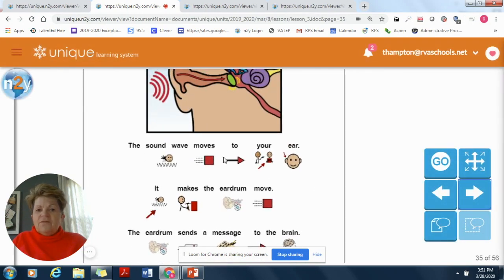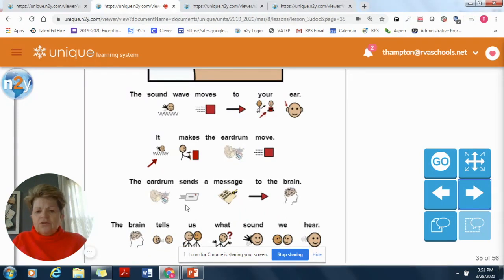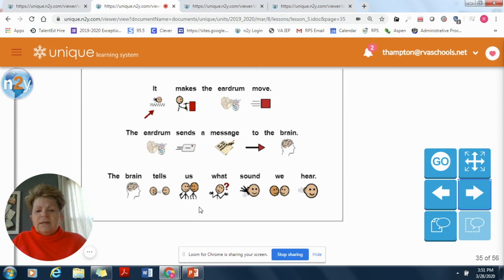A sound wave moves to your ear. It makes the eardrum move. The eardrum sends a message to the brain. The brain tells us what sound we hear. Very good.